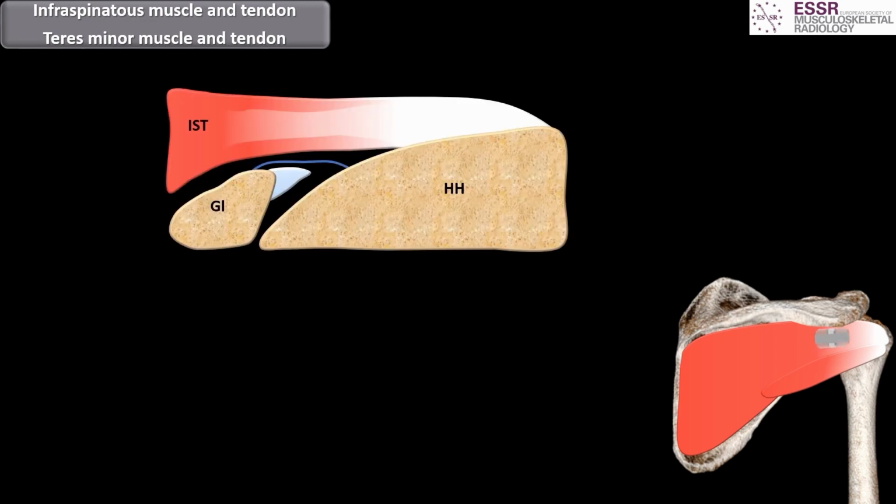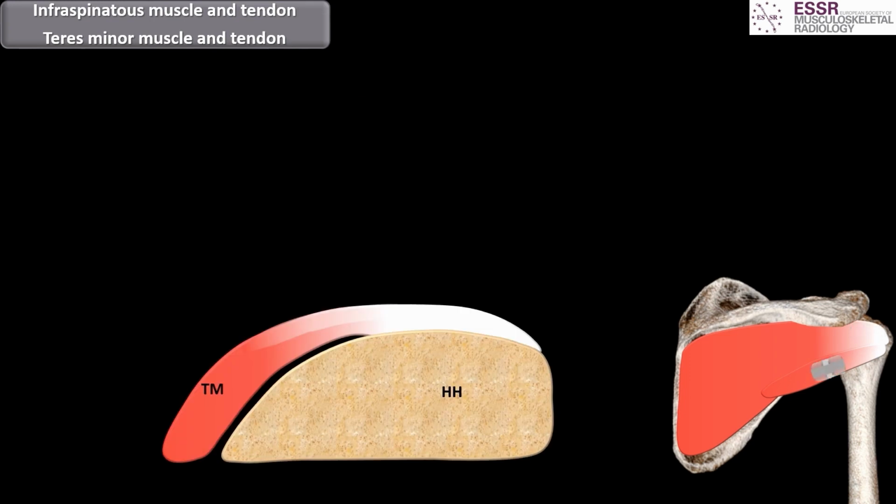On its long axis, the infraspinatus appears as a beak-shaped tendon coursing superficial to the posterior glenohumeral joint and posterior humeral head to insert onto the greater tuberosity. Teres minor can be seen as a thin tendon inserting on the posterior aspect of the greater tuberosity.